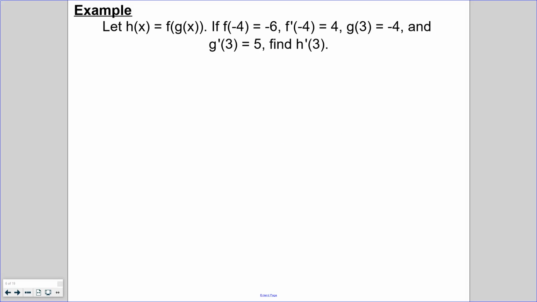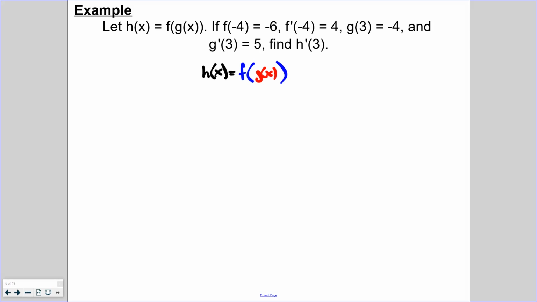All right, so let's take a look at an example now. So here we're going to let h of x equal f of g of x. So we have a composite function. So before we read any of the other information on this page, let's just start out with that. We know that h of x is equal to f of g of x.